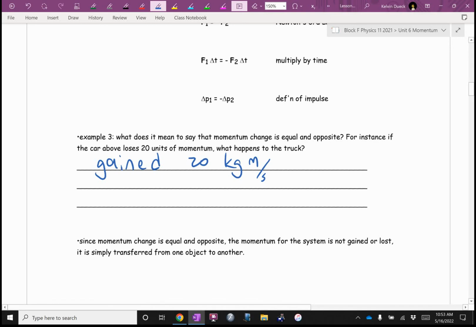Zana, what that means is, for example, in a collision, if one object loses 500 kilogram meters per second, the other object must have gained 500 kilogram meters per second. Okay.